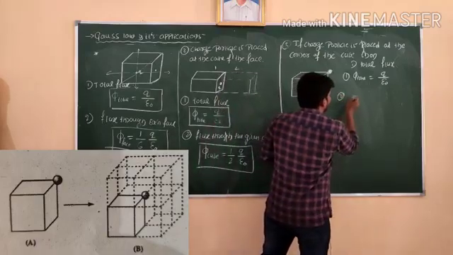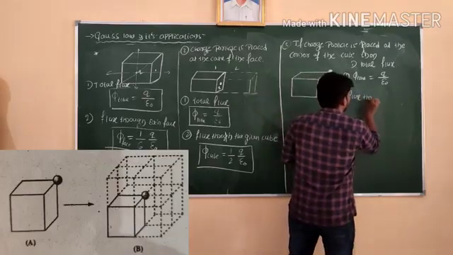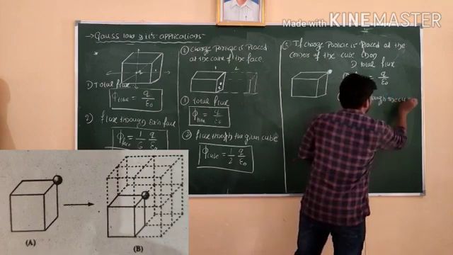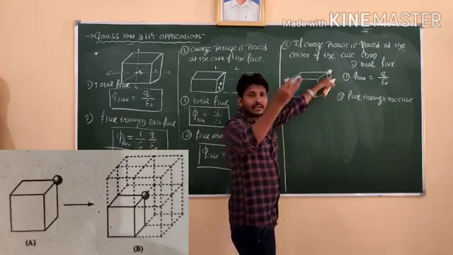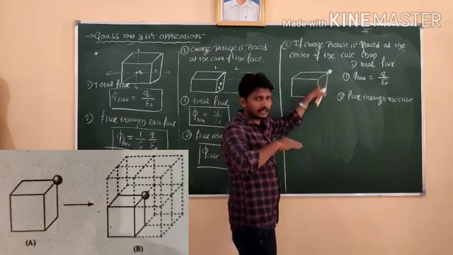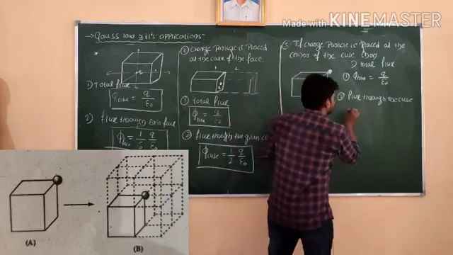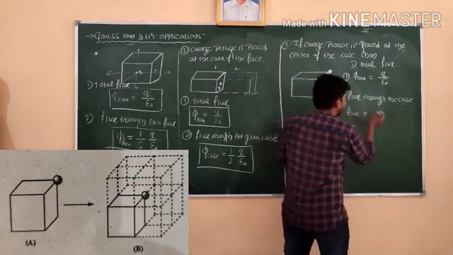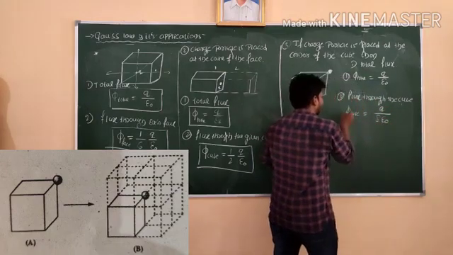Then the flux through the cube. Let me write the flux through the cube here. How many imaginary cubes will be required? 7 imaginary cubes. One is the exact, real cube, so the total will be 8 cubes here. So the flux through the cube is equal to Q divided by 8 epsilon naught.